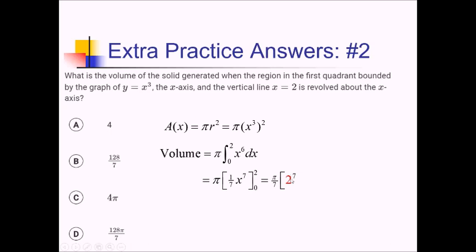Inside I've got 2 to the 7th power minus 0 to the 7th power. I am going to have to simplify this, though. That's why I'm being kind of lazy here, because the answer choices are all simplified. So 0 to the 7th is gone. We've got 2 to the 7th times pi over 7. Well, 2 to the 6th, I know is 64. So 2 times that would be 128. So we then have 128 pi over 7, which is going to give us answer choice D.